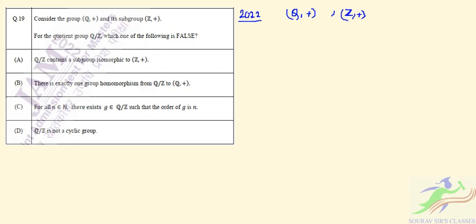Out of these four options, we will have to find the false option. The false one is the correct option. So that is our question. How to solve? We will go one by one and check through these options.